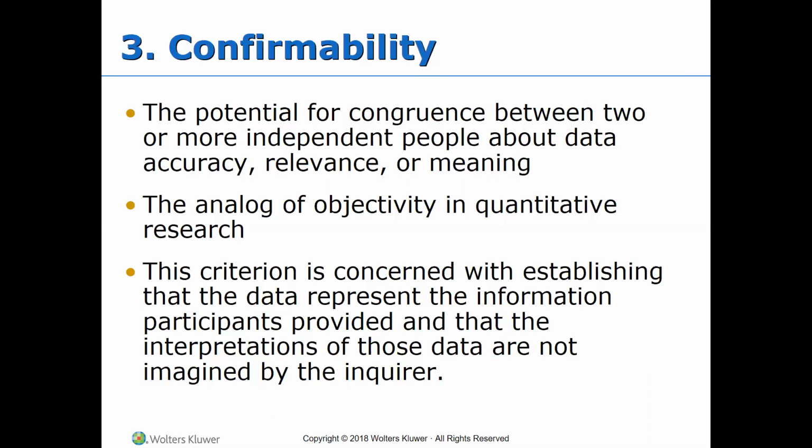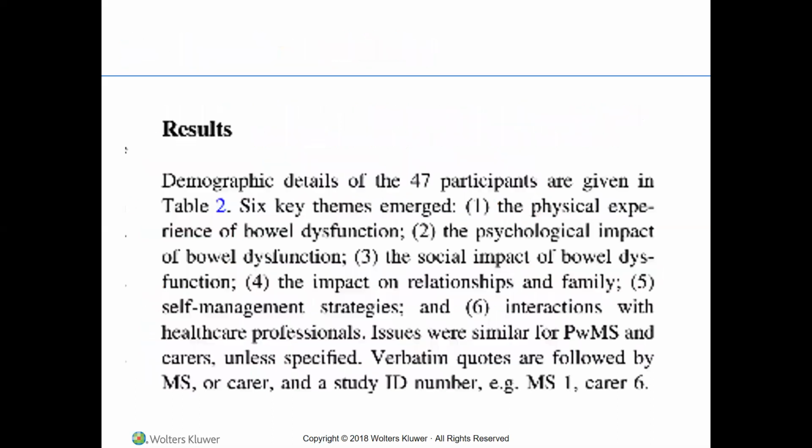And that increases the level of confirmability in the study. Here are some other reports and the results of the study. There were 6 key themes that emerged: the physical experience of bowel dysfunction, the psychological impact of bowel dysfunction, the social impact, the impact on relationships and family, self-management strategies, and interactions with health professionals. These issues, they say, were similar for people with MS and carers unless specified.